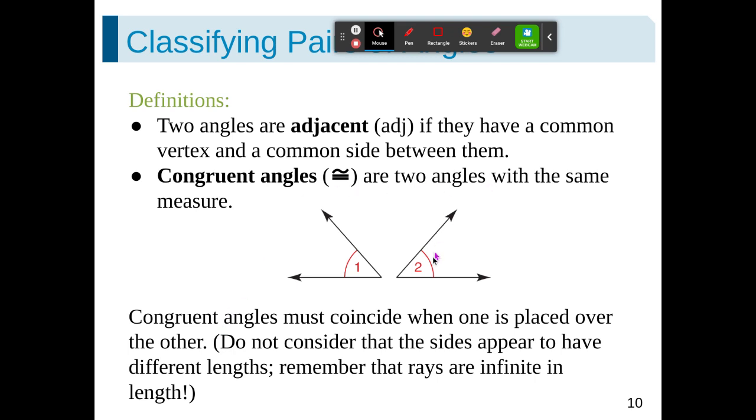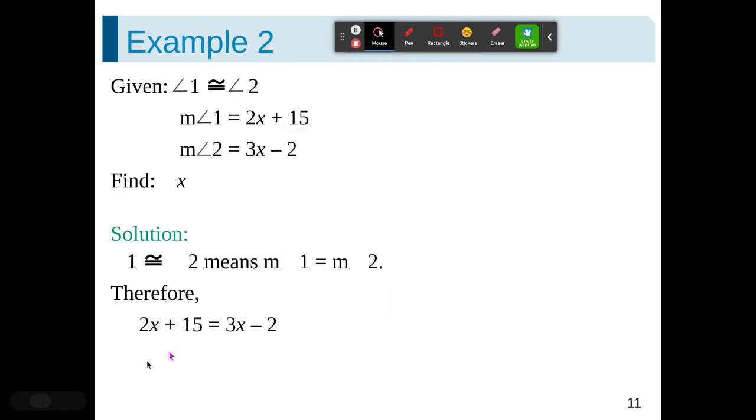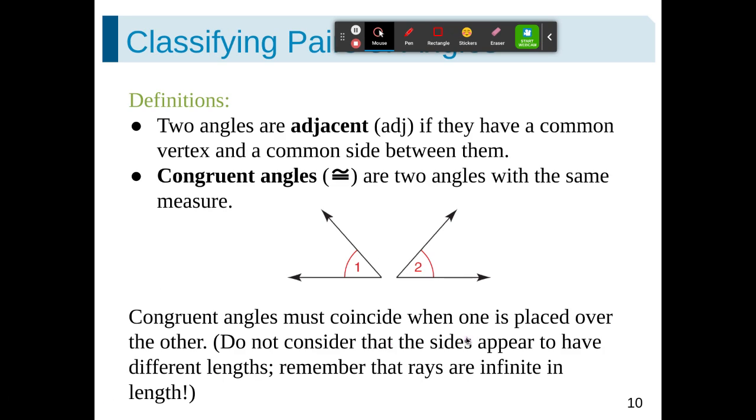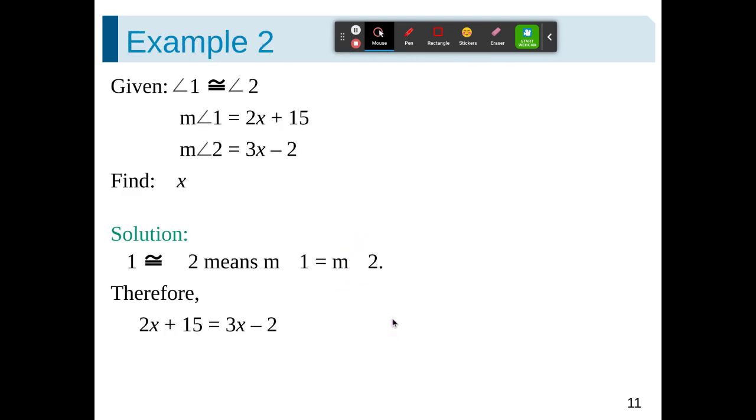Congruent angles are angles with the same measurement. Congruent angles must coincide when one is placed over the other. Coincide means lay perfectly on top. We do not need to consider that the sides appear to have different lengths, because remember, those are rays, and rays go on forever. So what we're really looking at are the angles, or the angle measurements.